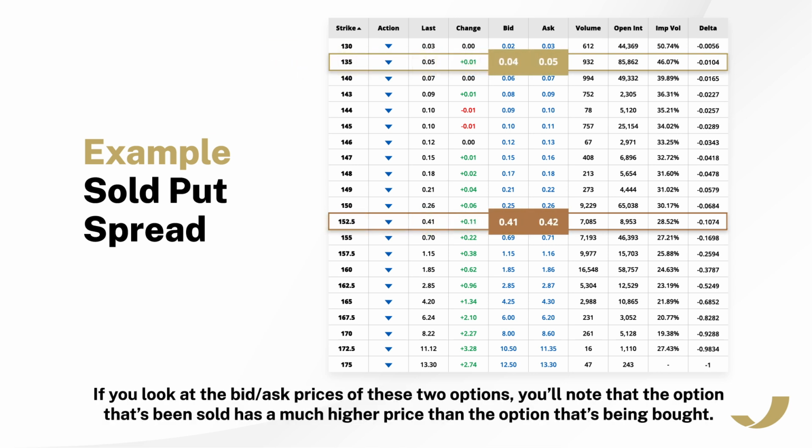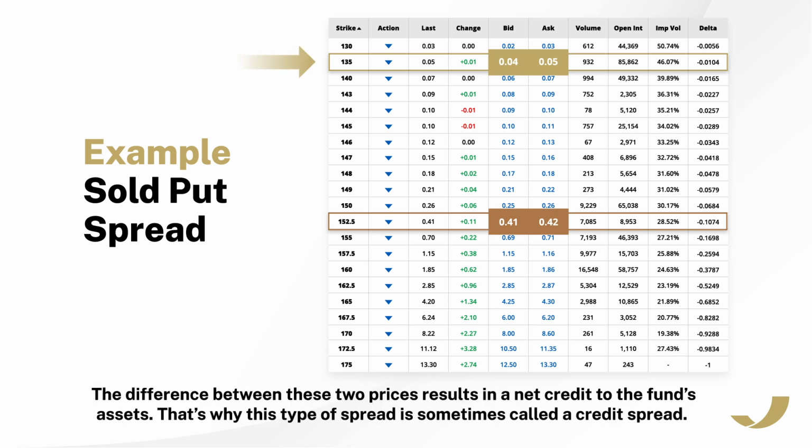If you look at the bid-ask prices of these two options, you'll note that the option that's been sold has a much higher price than the option that's being bought. The difference between these two prices results in a net credit to the fund's assets. That's why this type of spread is sometimes called a credit spread.